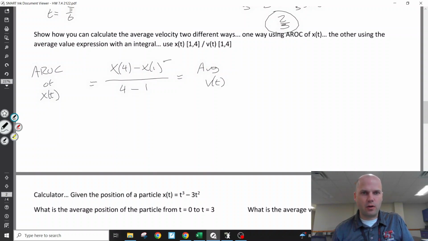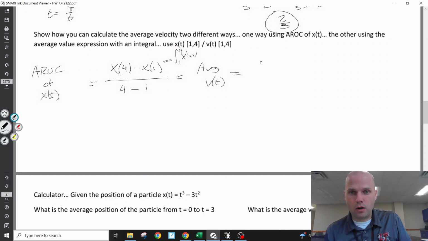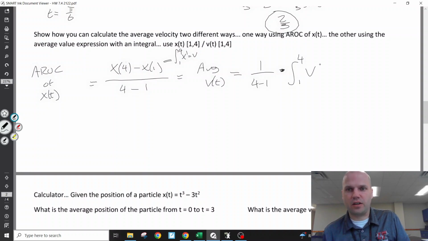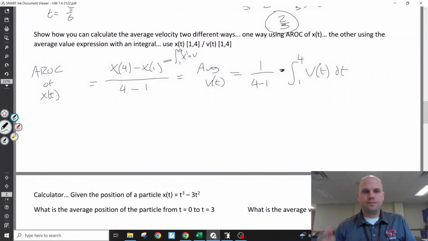But we also know that the change in position is your displacement, which could be found by finding the area under the derivative, or the area under your velocity. So you could find an average velocity by finding the change in position over change in time, or by keeping the change in time on the denominator, and then replacing this with an integral, which we can find using our calculator very easily.